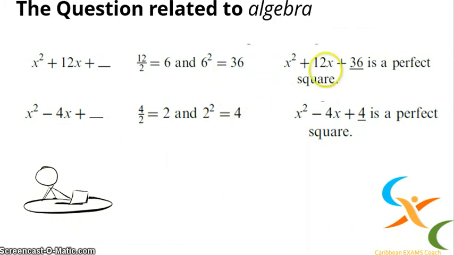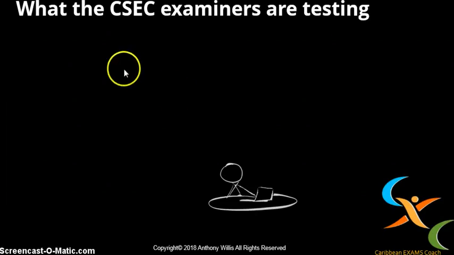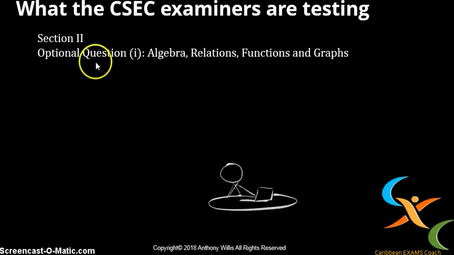So these are basic concepts in algebra that you need to understand: the perfect square, completion of the square, and so on. So what the CSEC examiners are testing in section 2. Section 2, as you know, carries optional questions. It is algebra, relations, functions, and graphs. Here we're focusing on algebra.